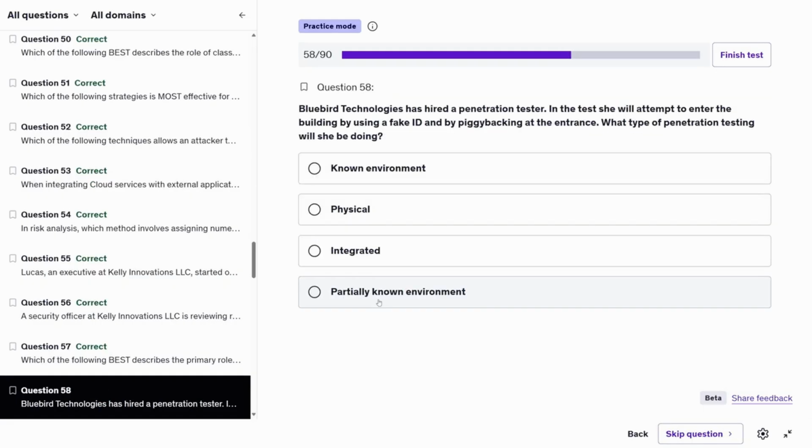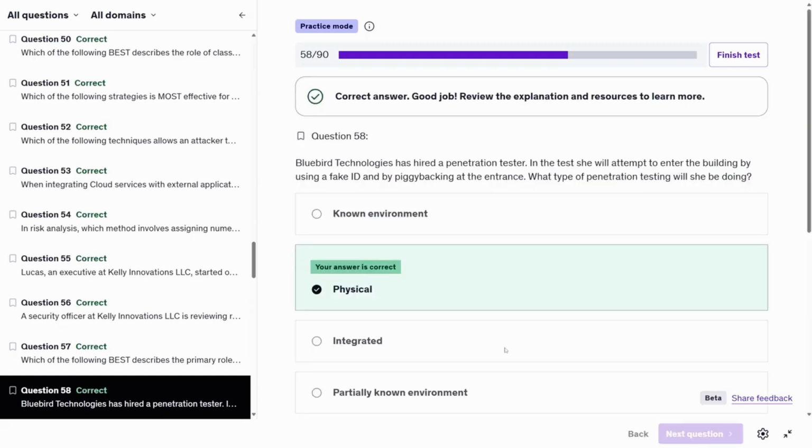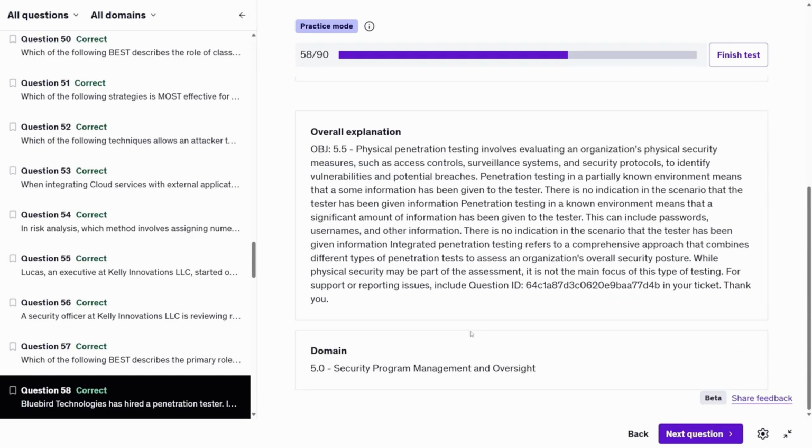Bluebird Technologies has hired a penetration tester. In the test, she will attempt to enter the building by using a fake ID and piggybacking at the entrance. What type of penetration testing will she be doing? This is a physical test here. Physical penetration testing involves evaluating an organization's physical security measures, such as access controls, surveillance systems, and security protocols, to identify vulnerabilities and potential breaches.